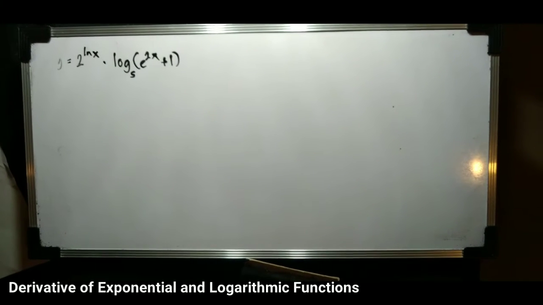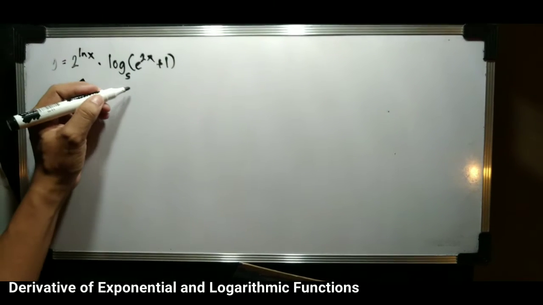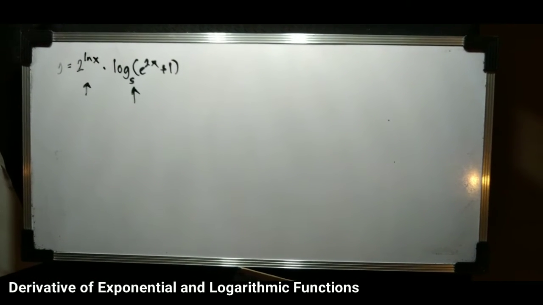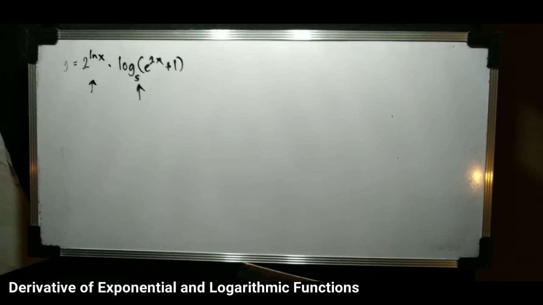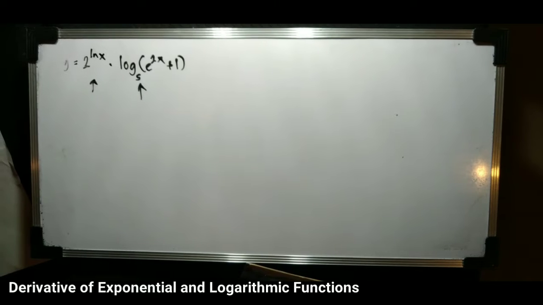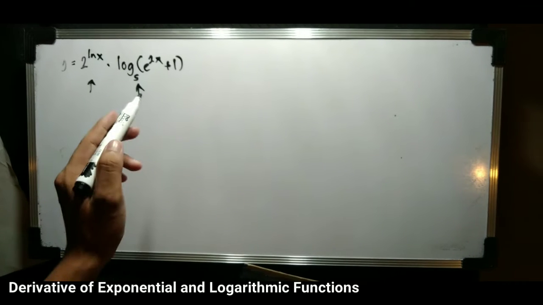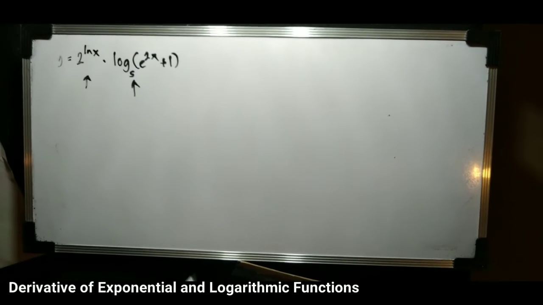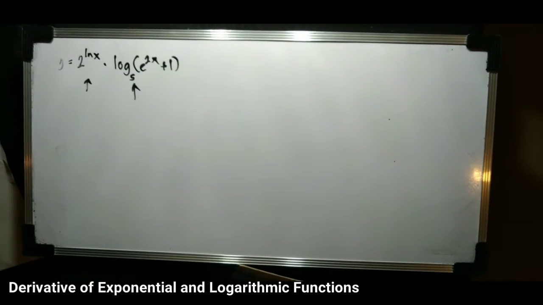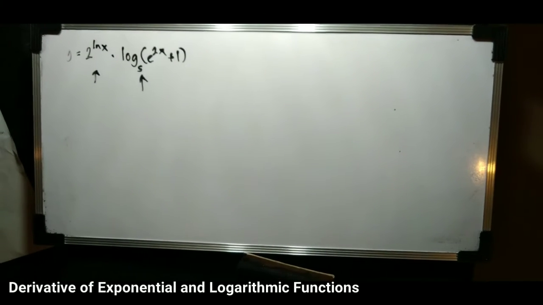We have a product of two functions, namely 2 raised to ln x and the logarithm of e raised to 2x plus 1 base 5. So therefore, we will use the product rule. Our first function is an exponential function with base 2, and our u, or our exponent, is ln x. In the second function, we have a logarithmic function with base 5, which is constant. So our a is 5 and our u is e raised to 2x plus 1. So let's apply the product rule.